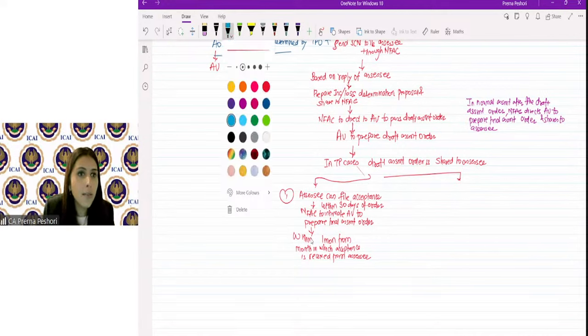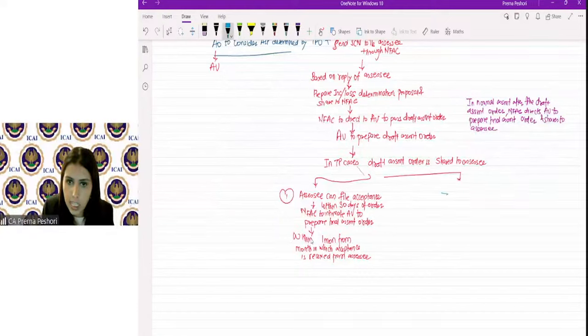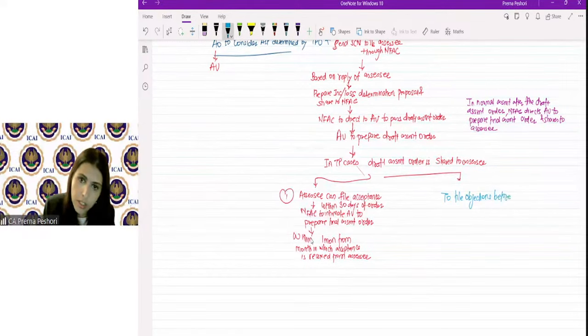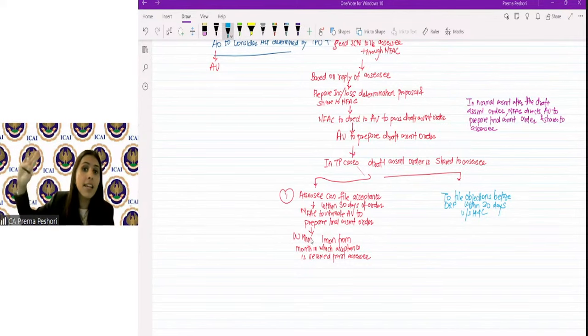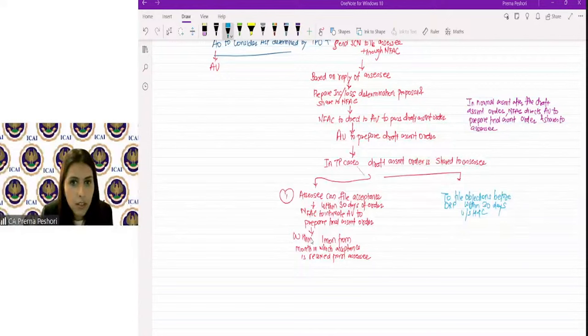The second option that the assessee has is to file objections before the dispute resolution panel within 30 days under section 144C. Now, in case the assessee files the objections with the DRP, then NFAC will intimate the same to the assessment unit that the assessee has gone to the DRP. Are we clear?